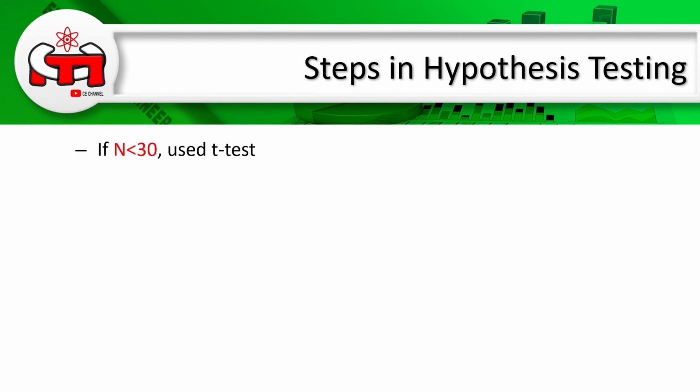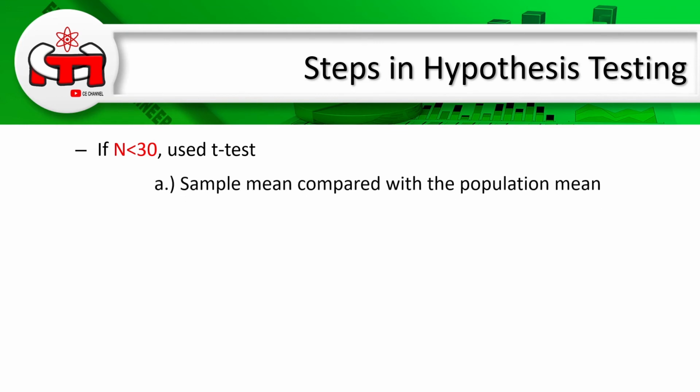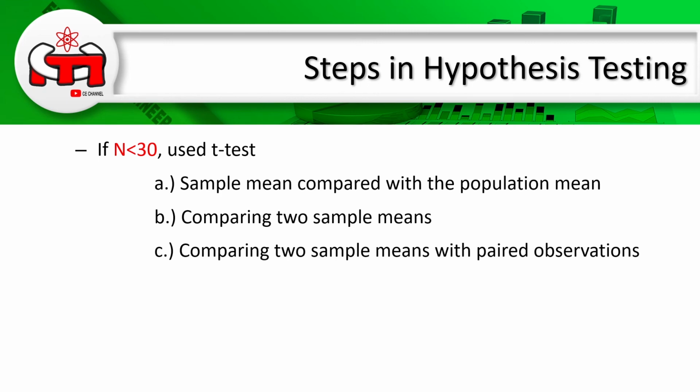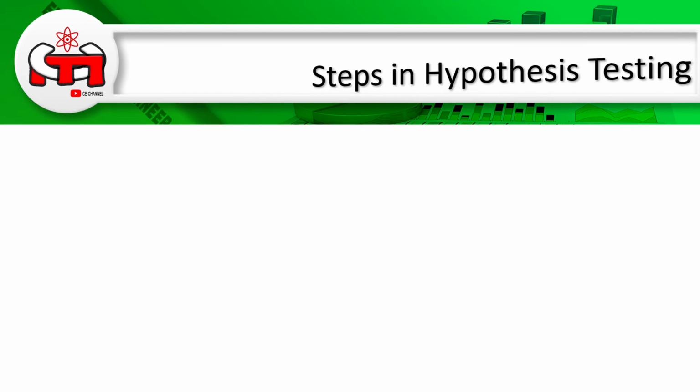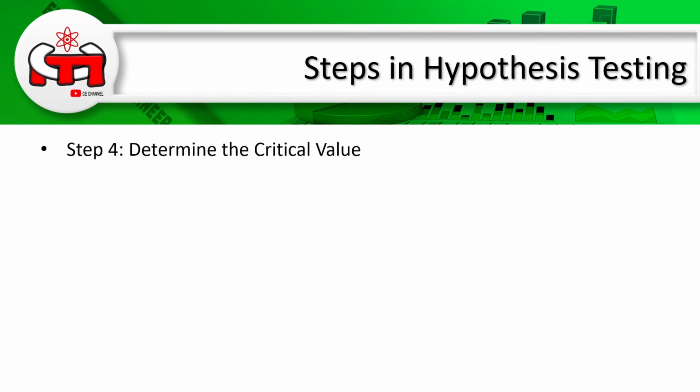If the sample size n is less than 30, three cases will occur: sample mean compared with the population mean, comparing two sample means, and comparing two sample means with paired observations. Please take note of the formulas as shown. In case letter B, d sub f is the degrees of freedom and d sub o is the observed difference. This is 0 if not given. After we know the z computed or t computed value, let us proceed to the next step.